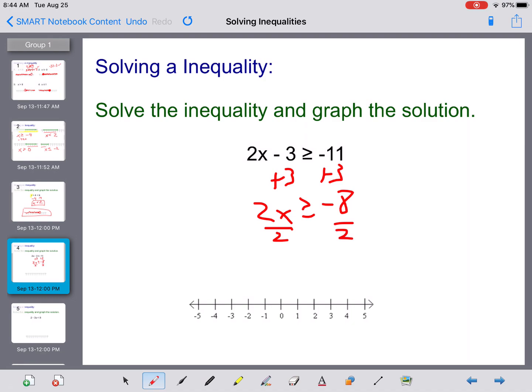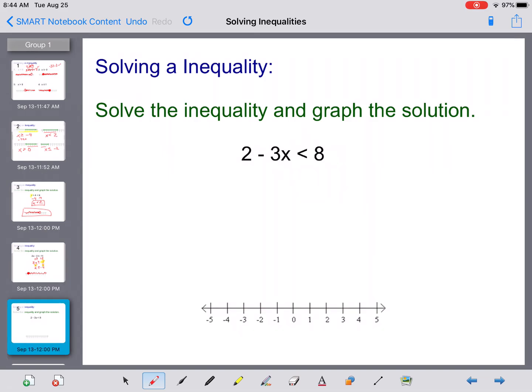We are dividing by a positive number, so that is going to keep our sign. The negative 8, we are not dividing by negative 8 on both sides. We are dividing by 2, which is a positive number. So we're still going to get x is greater than or equal to negative 4. So we go to negative 4. We're going to shade all the numbers greater than, and we're going to fill that circle in because it's greater than or equal to.